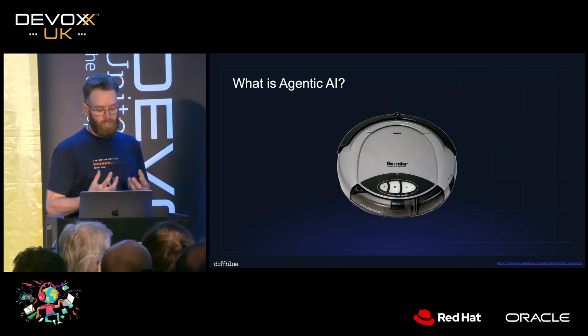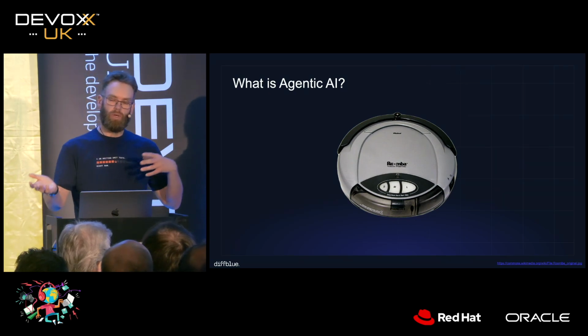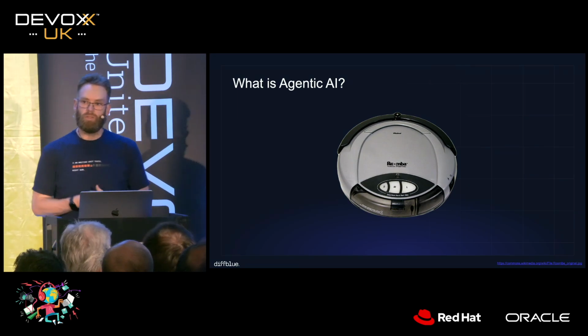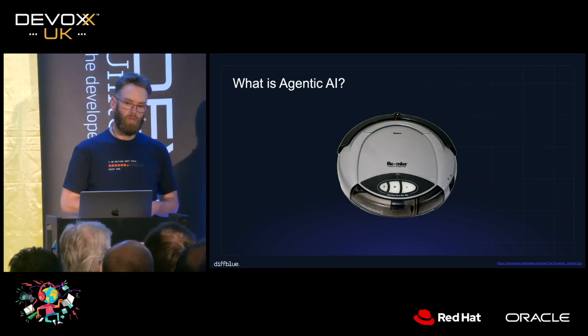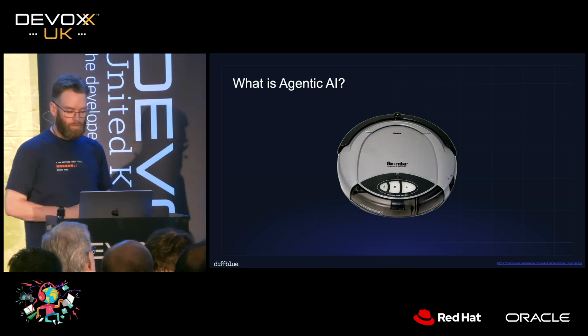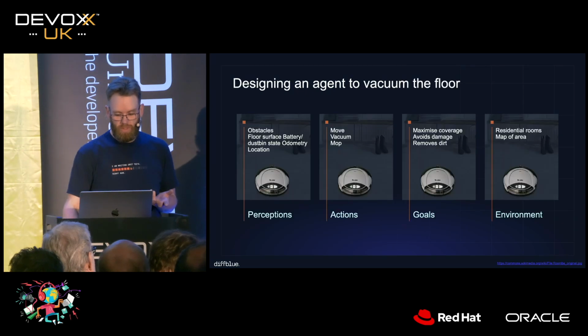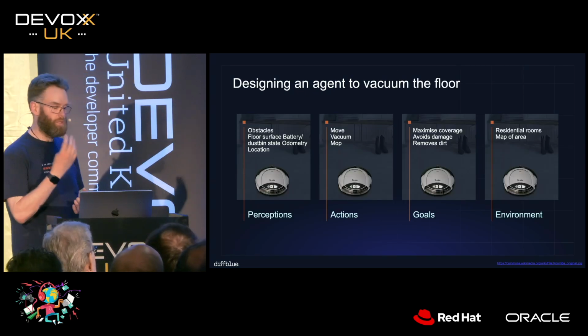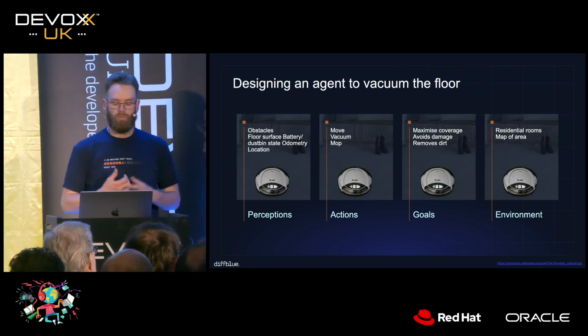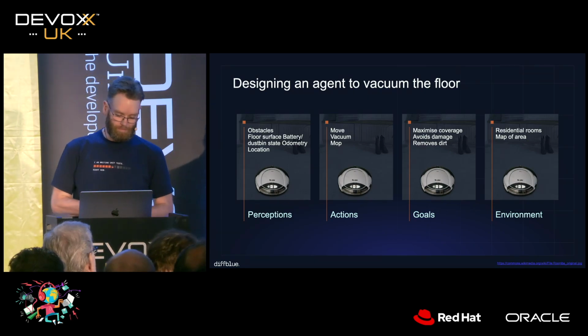So the whole idea of this agentic AI relates back to an idea in a book called Artificial Intelligence: A Modern Approach. This is by Peter Norvig, who's one of the AI founders in Google, back in 1995. He posited the idea that there are 4 things you need to do. These are the 4 things I listed out before. So we've got the perceptions, what an agent can perceive about the world.